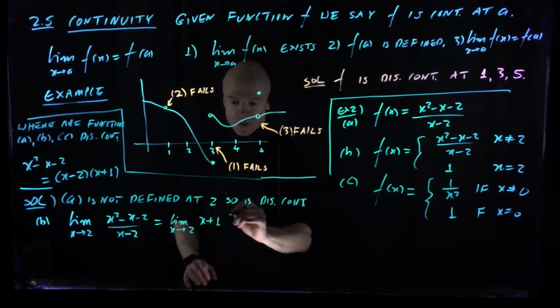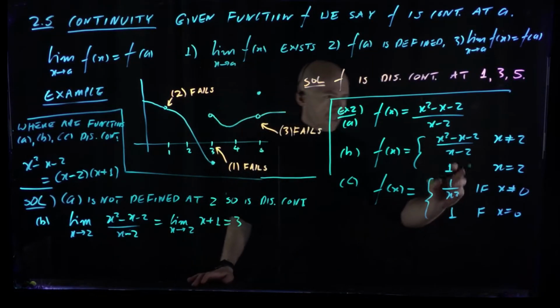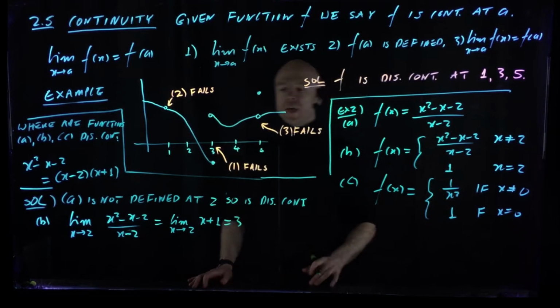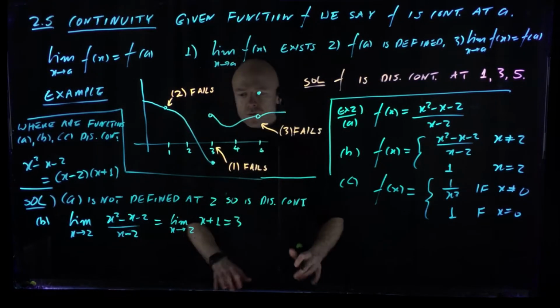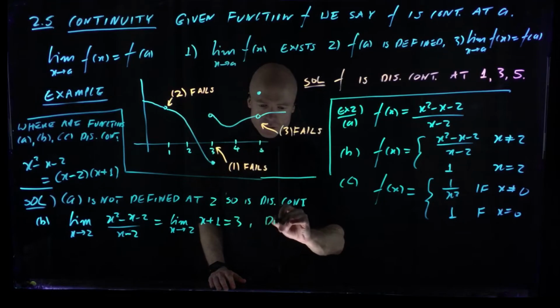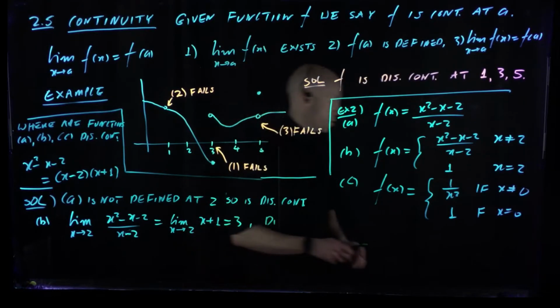But this limit is easy to find. It's equal to 3, but 3 is not equal to 1, right? So the limit exists, but it's not equal to the value of the function, so it's discontinuous at 2. I'm going to write that as a sentence.